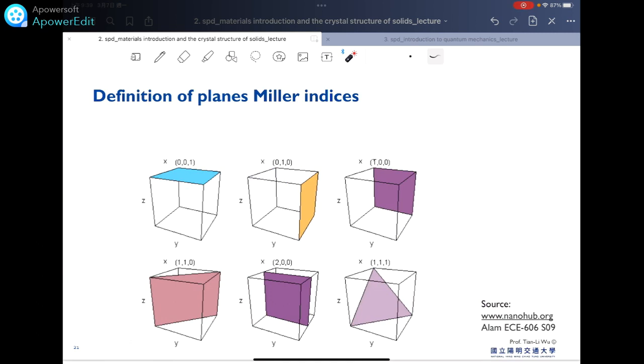Now we have to think about how to define a plane inside of this crystal. So we come up with the definition of what we call the Miller index. As we have shown, if we have this kind of crystal structure, which is typical cubic, how do we define, for example, this plane? What is a possible methodology to call out this plane? We need to find a way to define this plane, and this is what we call the Miller index.